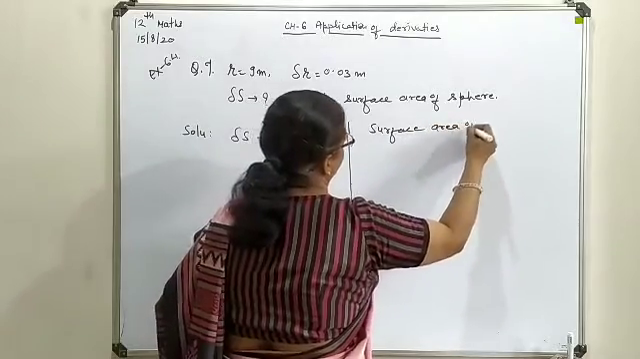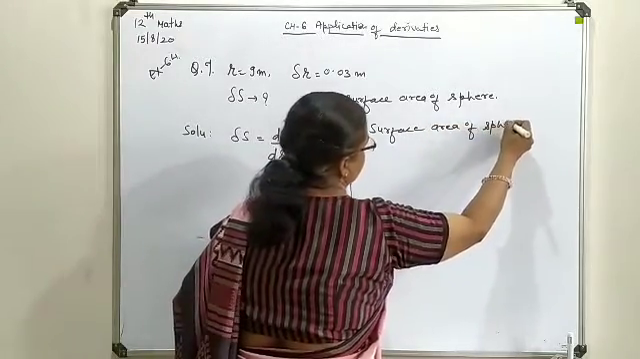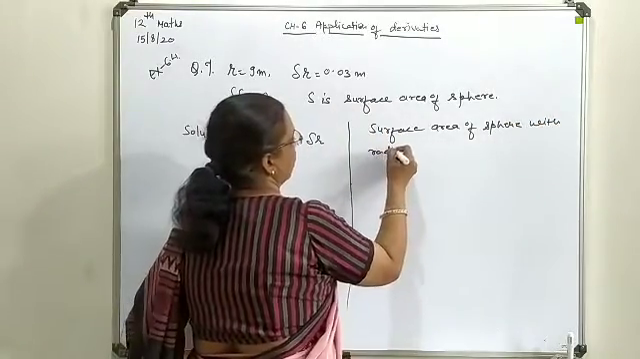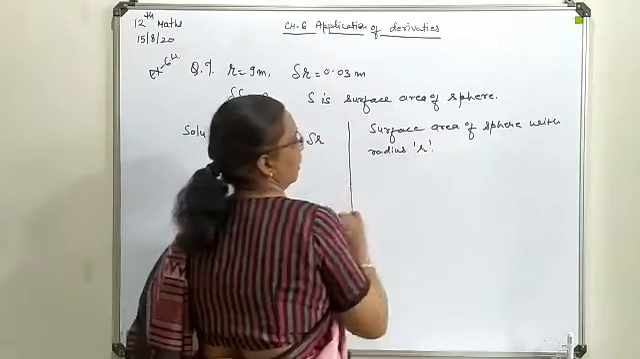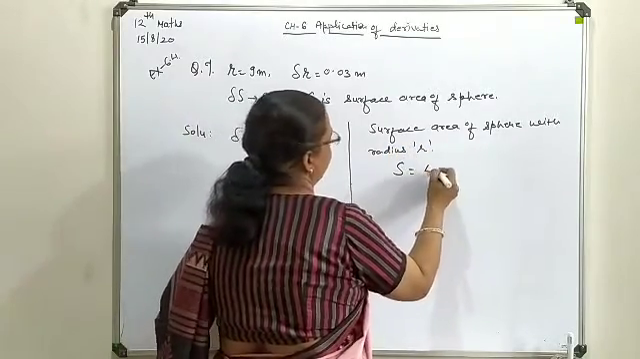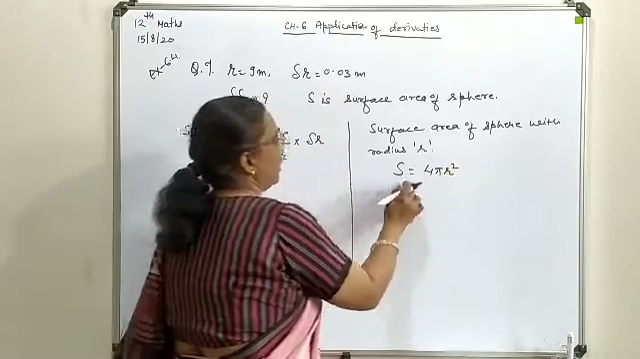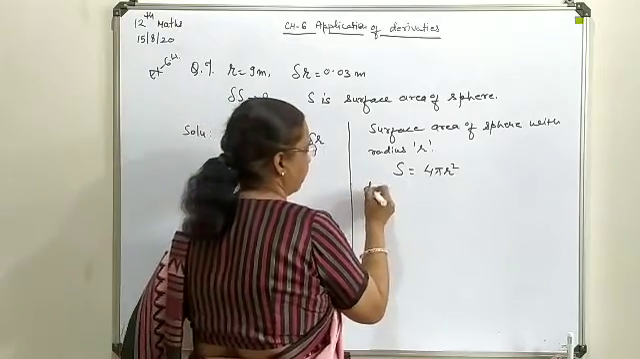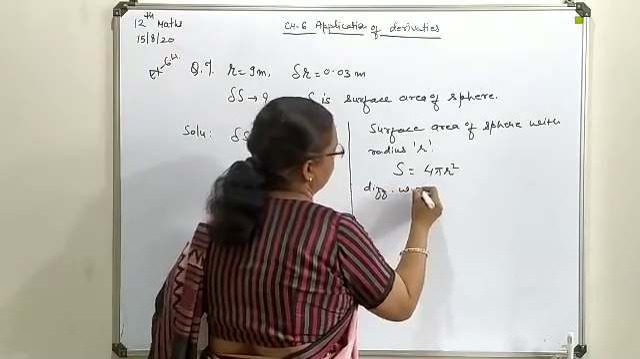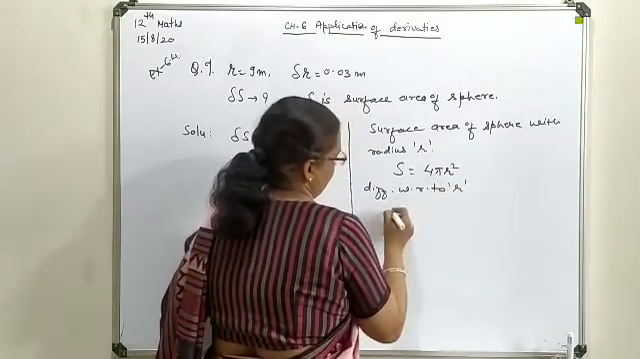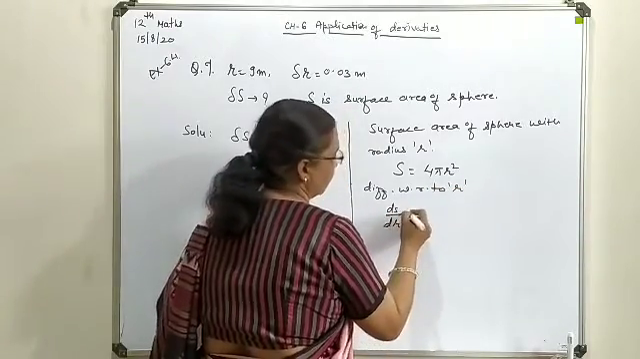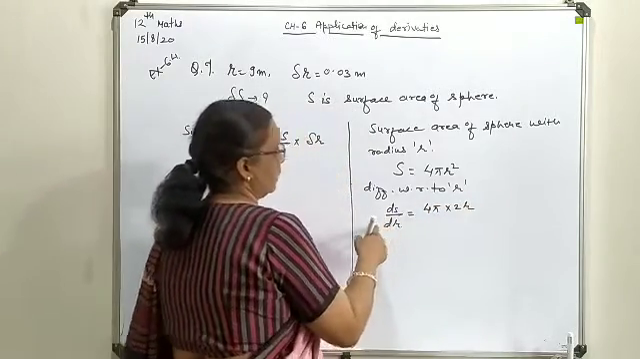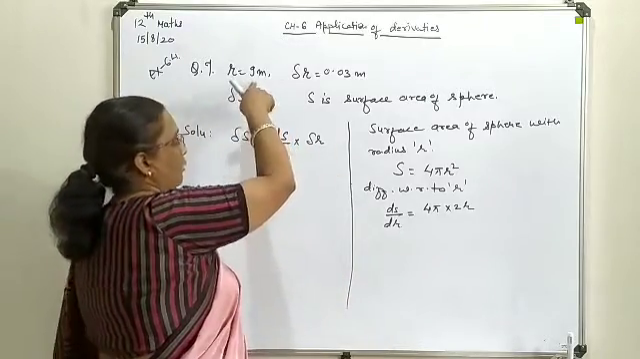The surface area of a sphere with radius r is 4 pi r square. Now it is to be differentiated with respect to r, so differentiate it in the required form. So this is dS by dr, 4 pi into 2r. This is to be evaluated when r is 9.